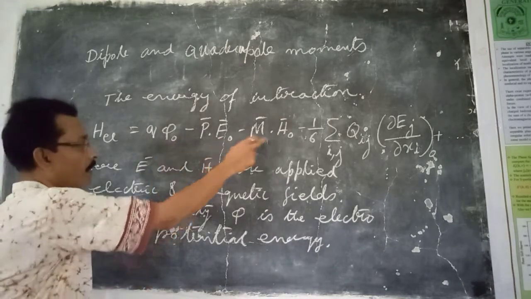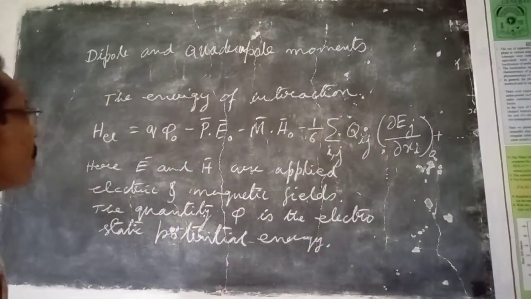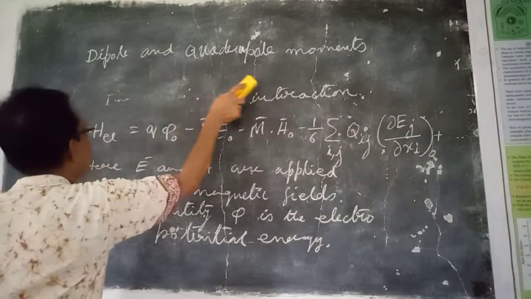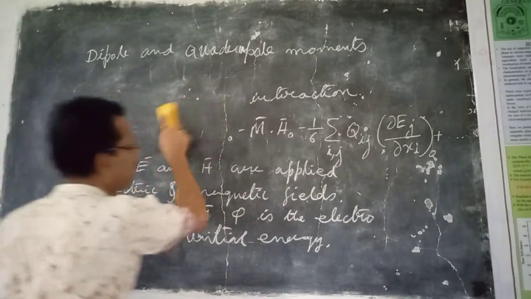Now this subscript 0 means that the quantities are evaluated at the origin.